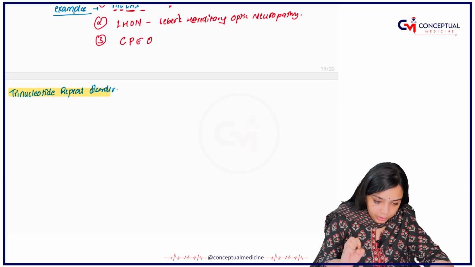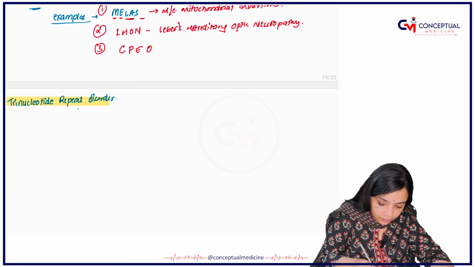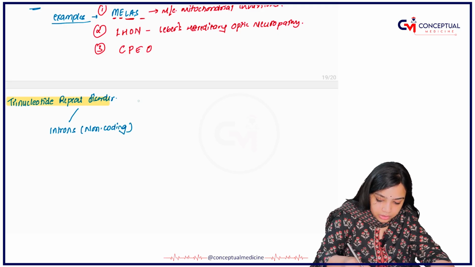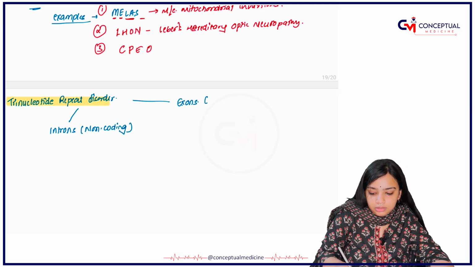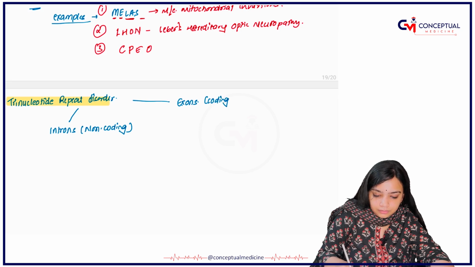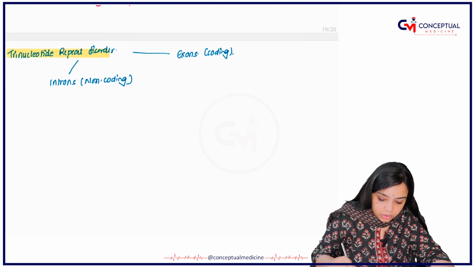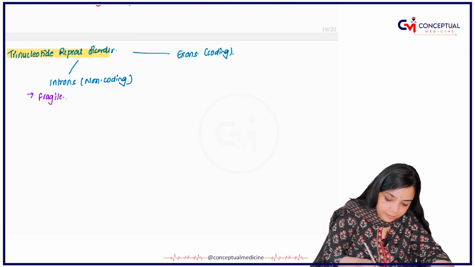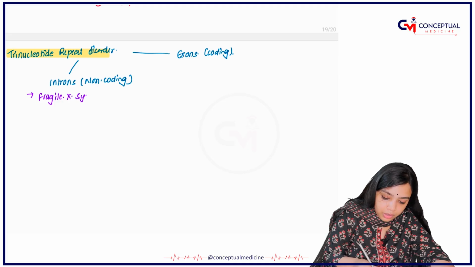And the examples that you have can be either in the introns, which are basically your non-coding regions, or this disorder can be in your exons, which are the coding ones. Okay. So in the introns, what are the 3 examples you have? First you have is the Fragile X syndrome. Don't worry, we will study them in detail as well.